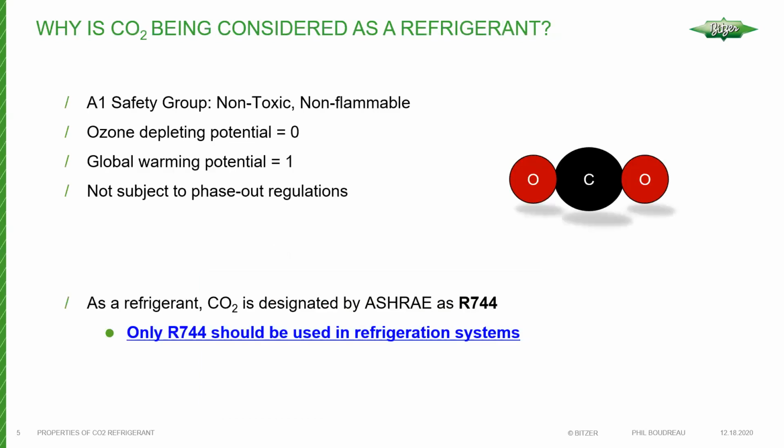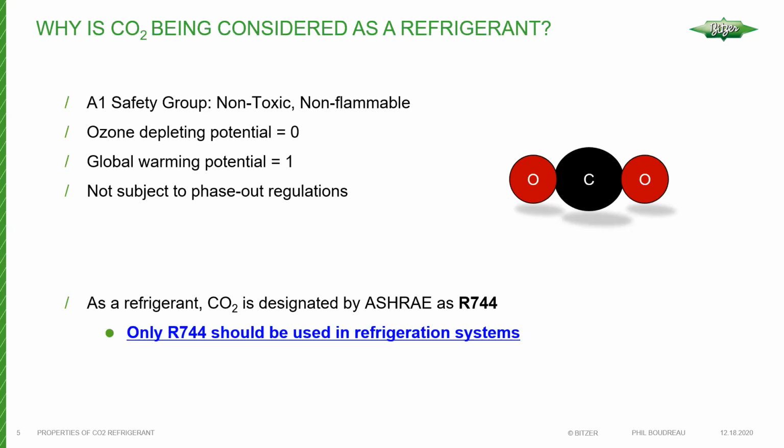Now, carbonic acid, for those of you who don't know, is actually CO2 with moisture in it. That's basically what it is. You could consider it wet CO2. So by today's standards, we couldn't use carbonic acid in refrigeration systems, as we need a CO2 that's quite dry. CO2 is in the A1 safety group. Non-toxic, non-flammable, has an ozone depletion potential of 0, of course. That's because it does not contain any chlorine. Its global warming potential is very low at 1 and is not subject to any phase-out regulations.